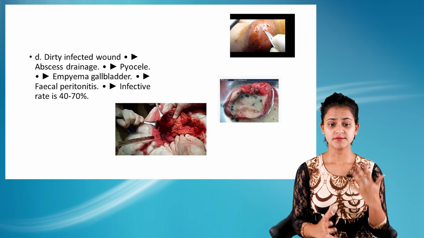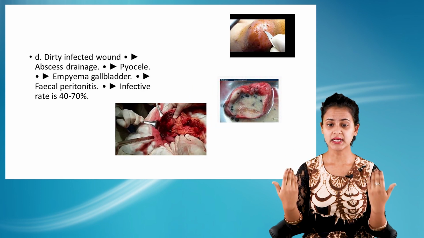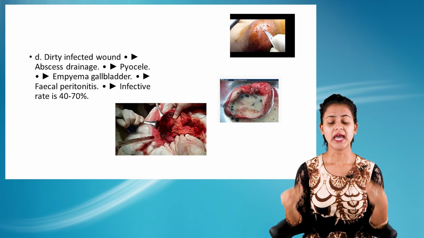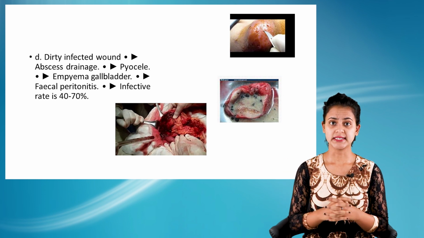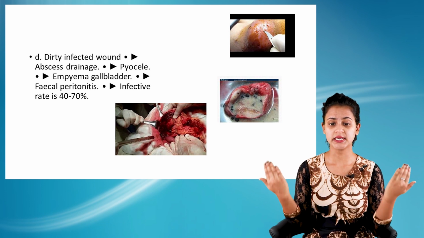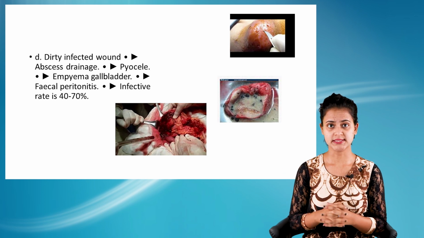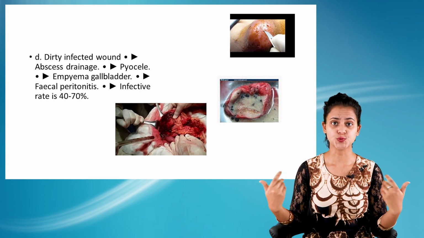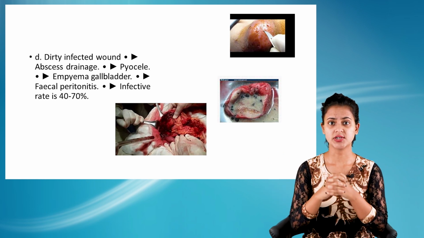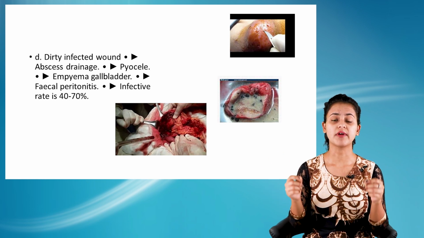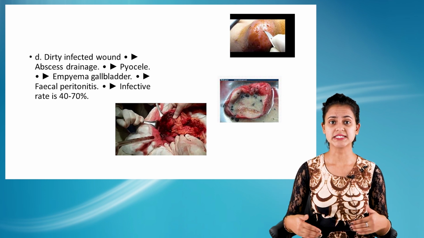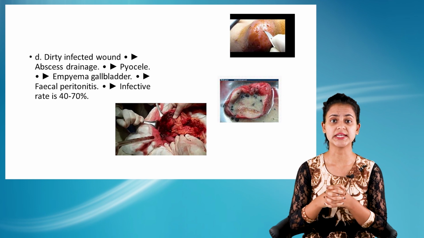So the dirty infective wound basically will be considered those wounds which are often associated with abscess and pyocele, basically empyema in the gallbladder, as well as fecal peritonitis, which will be considered as a dirty infected wound. Now, this type of wound will have a high infection rate, often varying from 40 to 70% of the cases. So that is how we classify the wounds for surgical injuries.